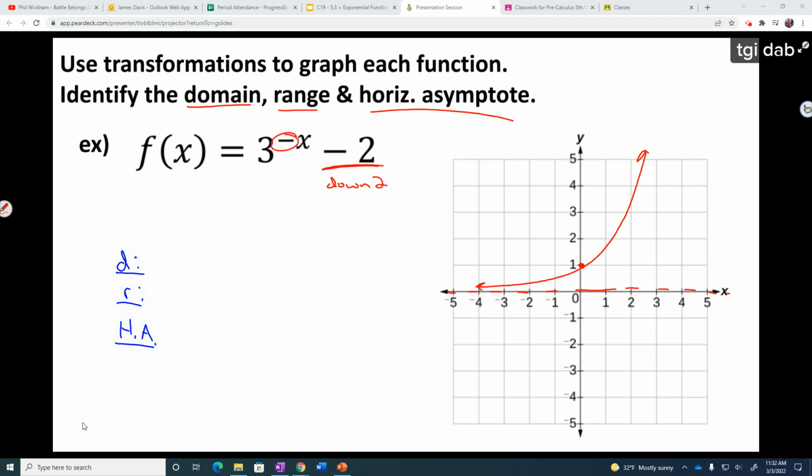And this one tells us to reflect. Is it over x or y? Good. Which means we're going to change the x's. It doesn't really matter the order that you do this. Still the same result. Let's go ahead and move it down 2 to start. So we move the asymptote down 2. We move this point down 2 as well.